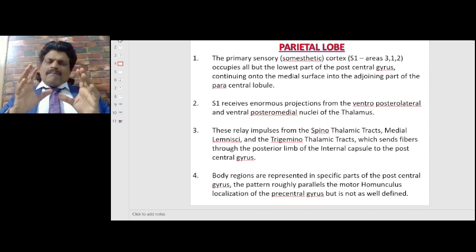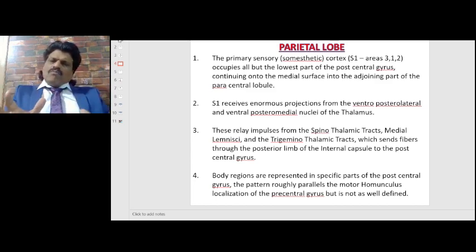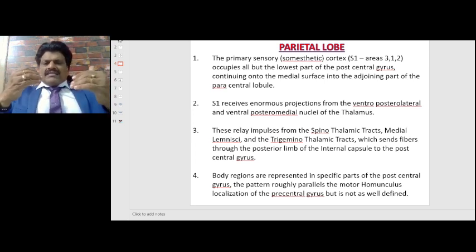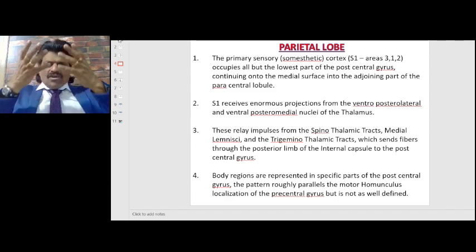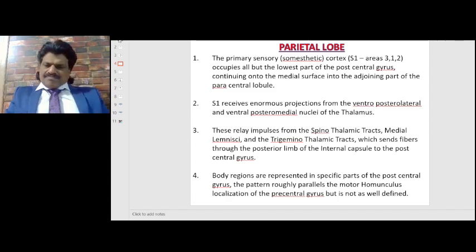It is well appreciated in the lips and fingertips, because they have got the highest representation. So the very sensitive areas for 2-point discrimination are the lips and fingertips, whereas the back or thorax don't have a good appreciation of 2-point discrimination. So the sensory homunculus roughly parallels the motor homunculus of the frontal lobe, the representation of sensations being highest for the face and the hands.